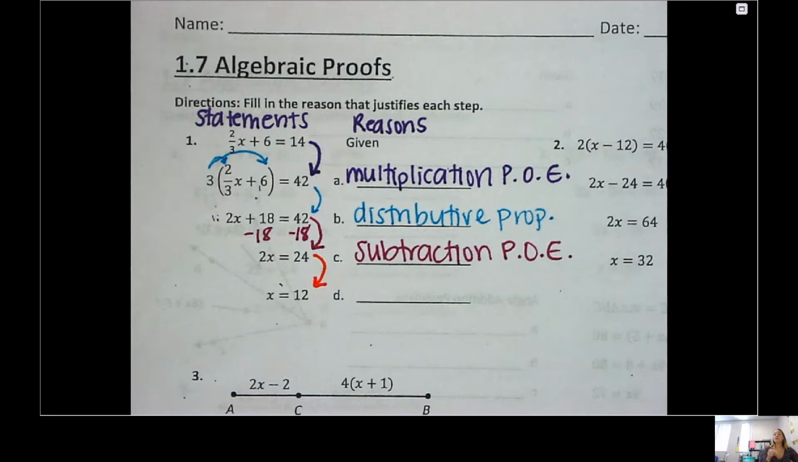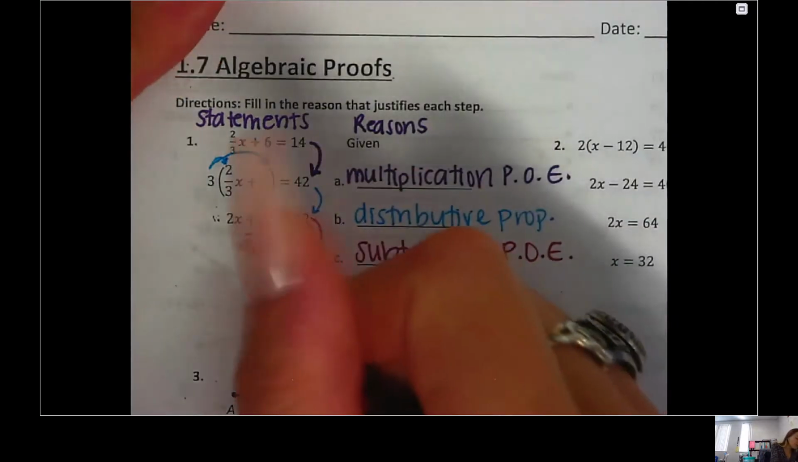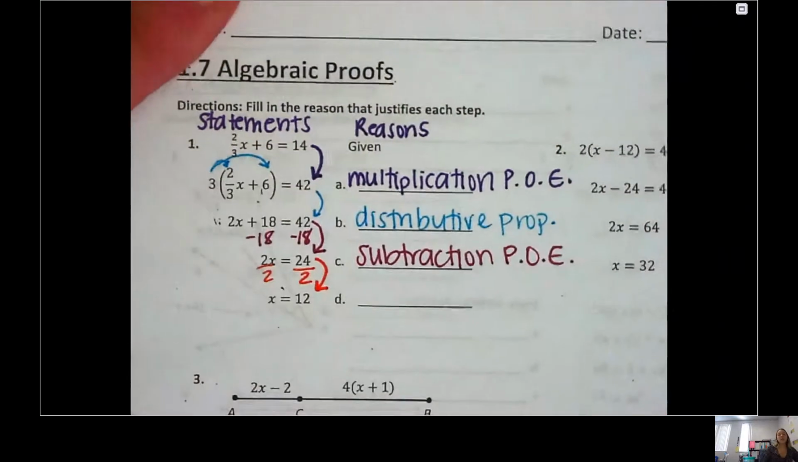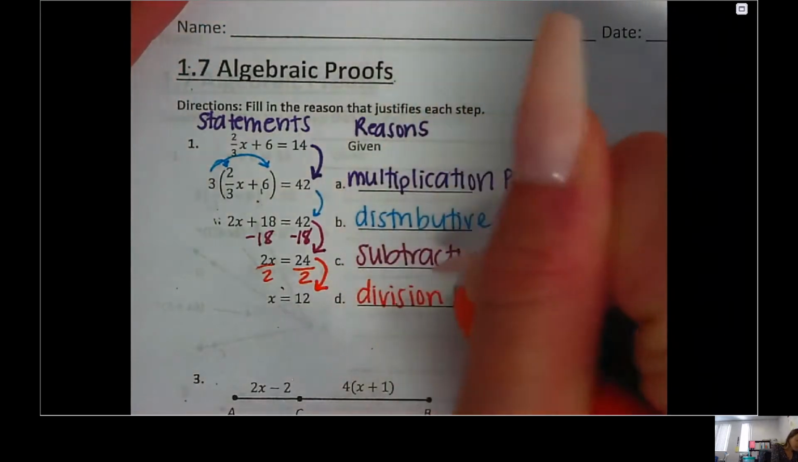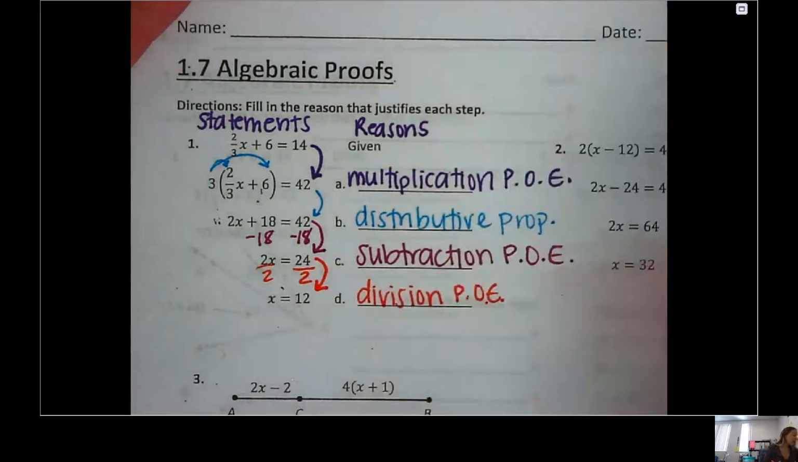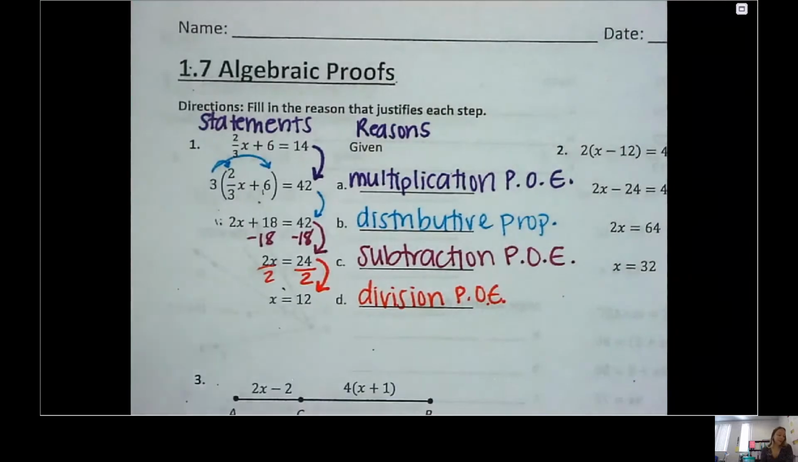Is it just a property or is it a property of equality? Are you doing it on one side or both sides? Both sides. So if you do it on both sides of the equation, it's a property of equality. So this is the division property of equality. And I will tell you, like 99% of the time, your last step is always going to be the division property because you're usually dividing. And that's it.